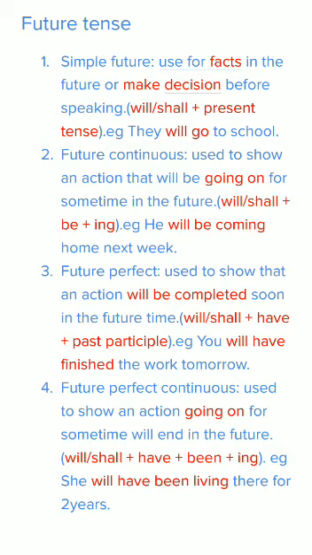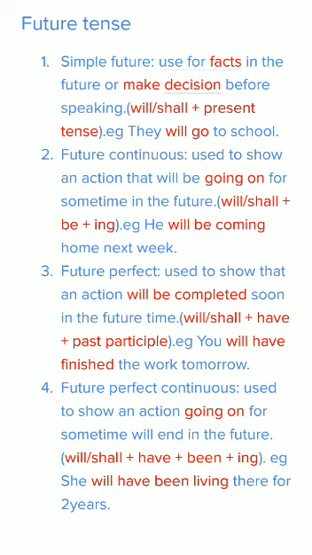The third one, future perfect. We use future perfect to show that the action will be completed soon in the future time. And the rule is will or shall plus have plus past participle, which is the third form. Example, you will have finished the work tomorrow, which means the work will be finished by him by tomorrow.